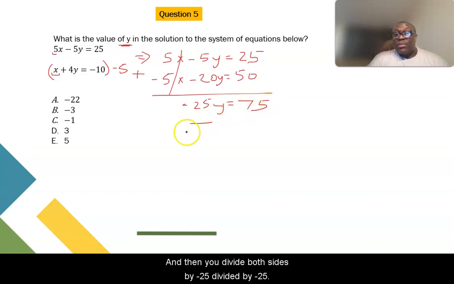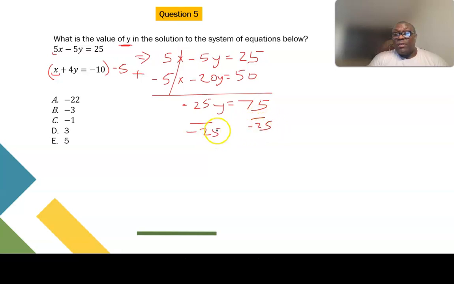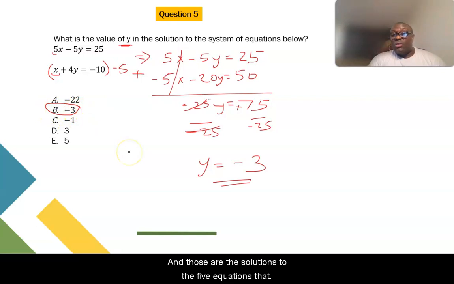And then you divide both sides by negative 25. A negative divided by a negative is a positive, and we get y is 75 divided by negative 25. That would be negative 3. And therefore y is negative 3. And those are the solutions to the 5 questions that we are given for ACT prep.